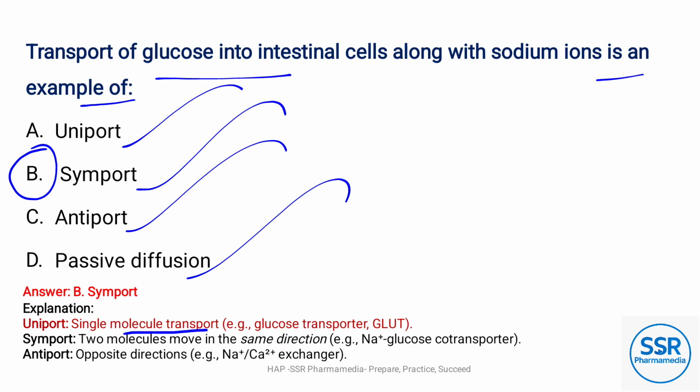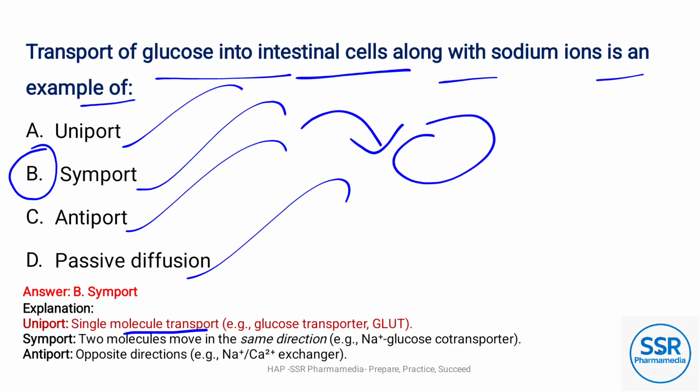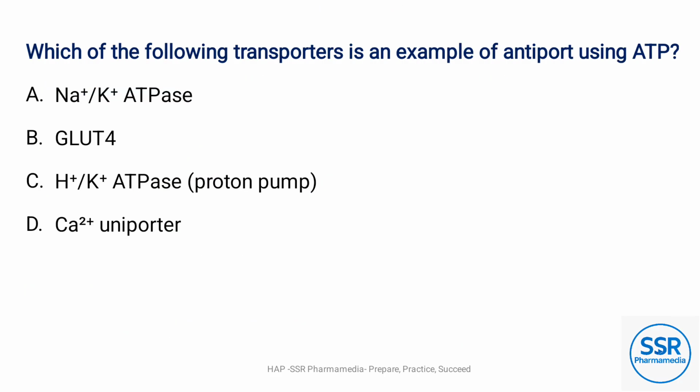Antiport means opposite direction, like sodium-calcium exchangers. So these ports are very important. They are asking many questions using these terms. So now, transport of glucose into the cell along with the sodium ion: both are going in the same direction, so it is called symport. Sodium symport, sodium and glucose.